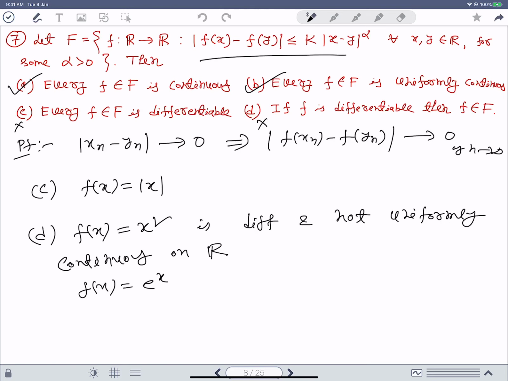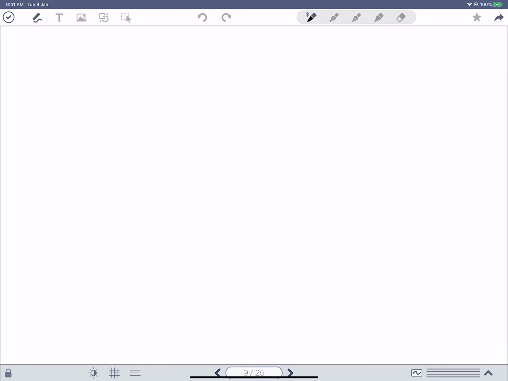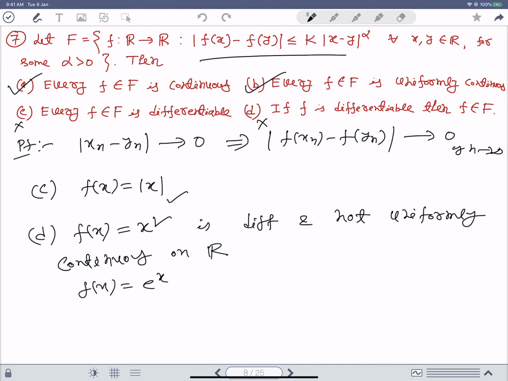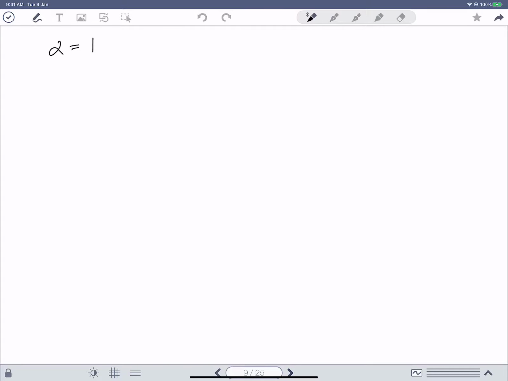Okay. Now, from this, can you give some property of alpha so that we can say that it is differentiable? What if alpha is greater than 1? If alpha is greater than 1, then f is differentiable. Now, if you take alpha equal to 1, then again the example f(x) equal to mod x will work, right? Because again you just check in this point of view as well.